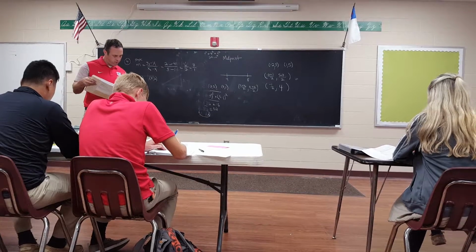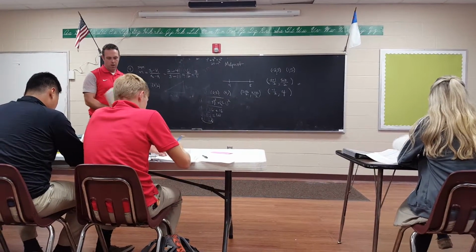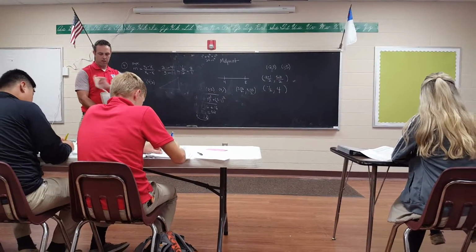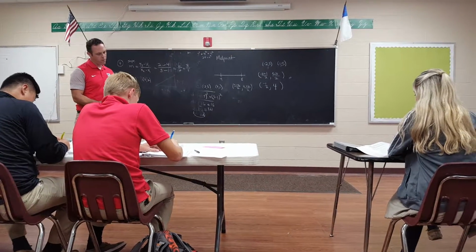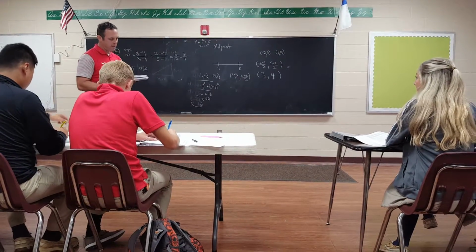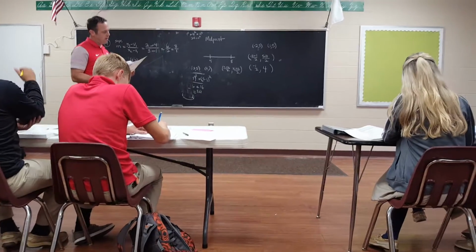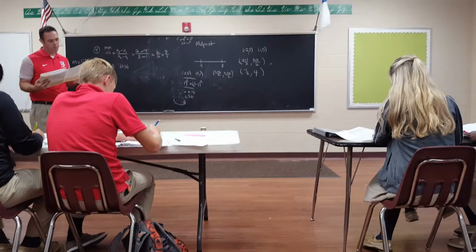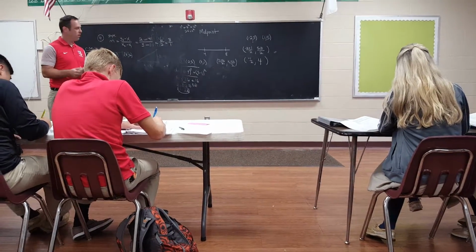All right, go ahead and flip to 132. All right, so in your notebook, you need to have written down the distance formula, the midpoint formula, and then these 2 postulates, the parallel slope postulate and the perpendicular slope postulate.